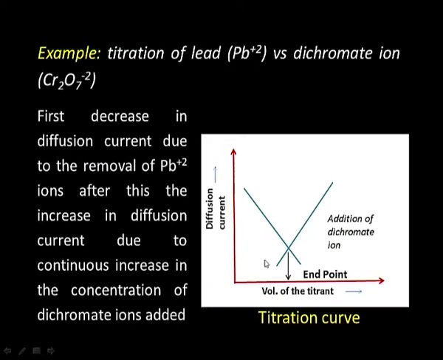In this case, if we look at the curve here, this is diffusion current and volume of the titrant on x axis. If we monitor the change in diffusion current, we see that initially the diffusion current decreases and at one point it starts increasing. We are increasing addition of dichromate ion. So, first there is decrease in diffusion current due to the removal of lead ions, because when lead ions are added they form lead chromate which precipitates, and then after this the increase in diffusion current is due to the continuous increase in the concentration of dichromate ions added, and therefore, the end point is very sharp, because here we are getting almost V shaped curve and we can easily determine the end point at the intersection of two straight lines.